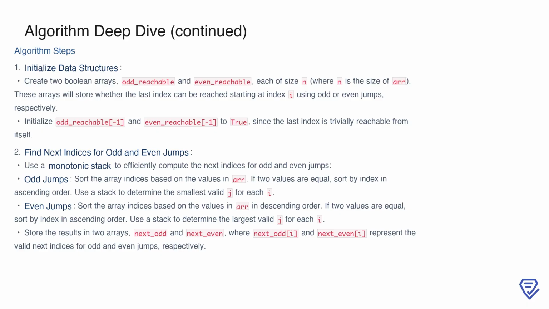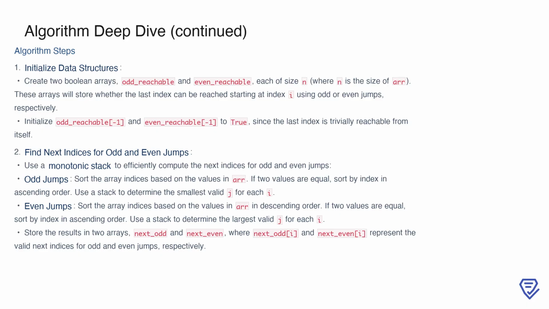To solve this problem, we start by initializing some key data structures. We create two Boolean arrays, odd_reachable and even_reachable, both of size n, where n is the length of the input array. These arrays will help us track whether it's possible to reach the last index starting from each index using odd or even jumps, respectively.